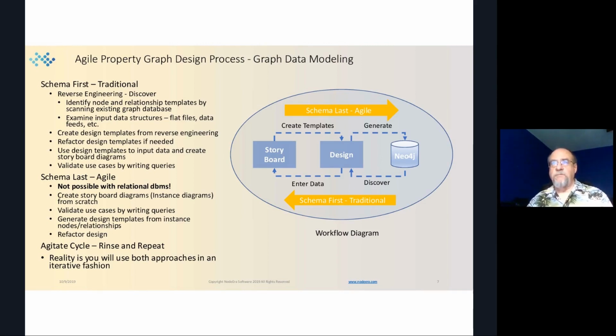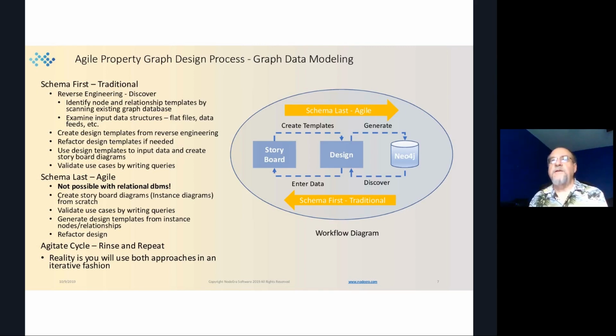Neo4j does have some schema objects that you do create, so the various constraints and indexes. So that's this flow. That's the agile flow.